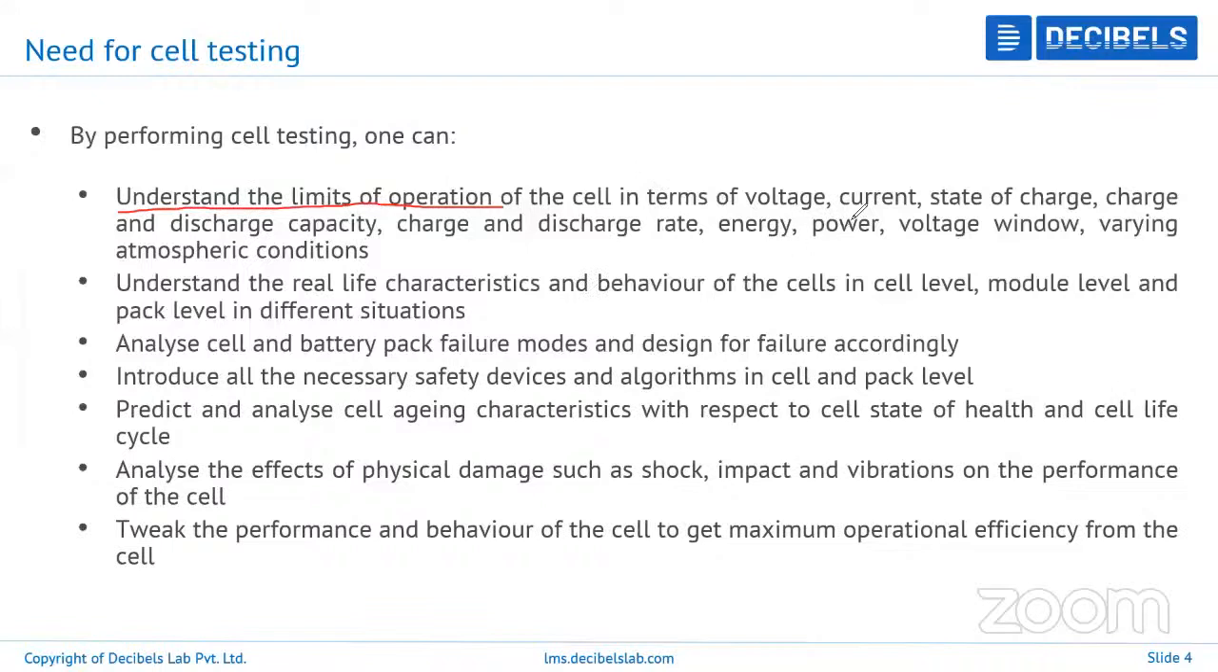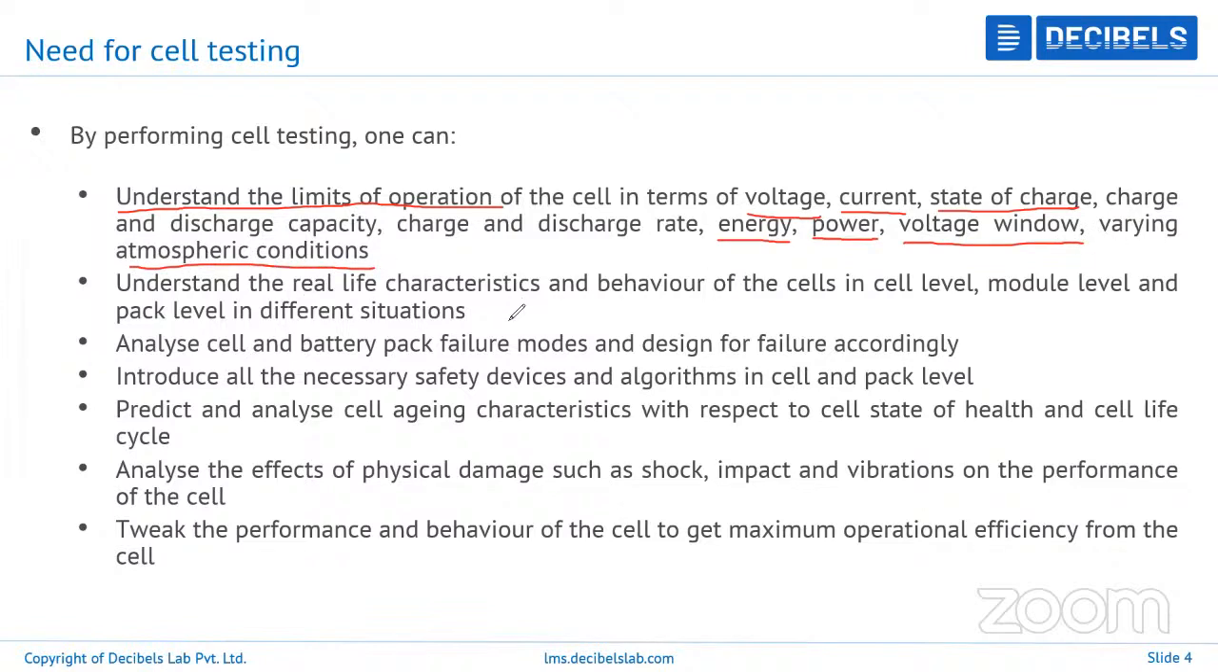This limit could be in terms of voltage, current, state of charge, charging and discharging capacity, charging and discharging rate. So the rate at which they can be charged and discharged, whether it's a fast, very fast, or slow rate. The amount of energy utilized, the power consumed, the voltage window, and also varying atmospheric conditions.